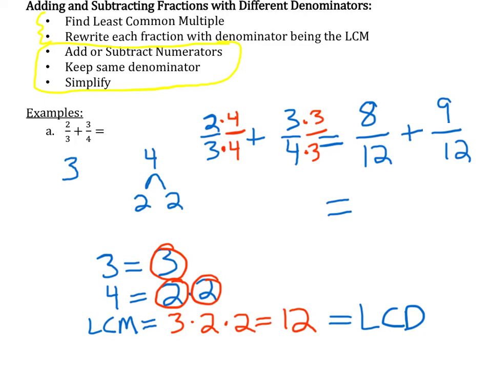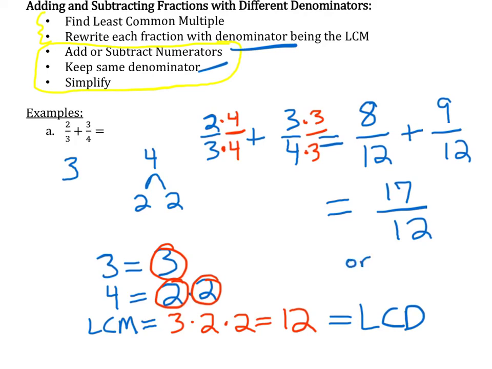And now that we have the same denominator, we're at this point here: add or subtract the numerators. We have an addition, so I'm going to add 8 and 9. That'll give me 17. I'm going to keep my same denominator, which is 12. And I'm going to simplify. Well, 17 and 12 have no common factors, so this is actually completely simplified.